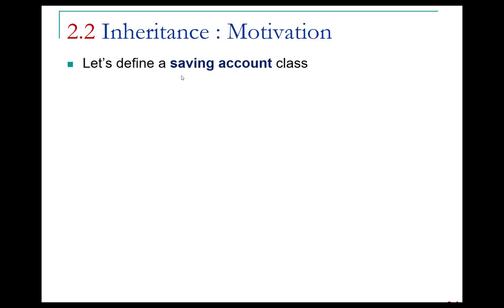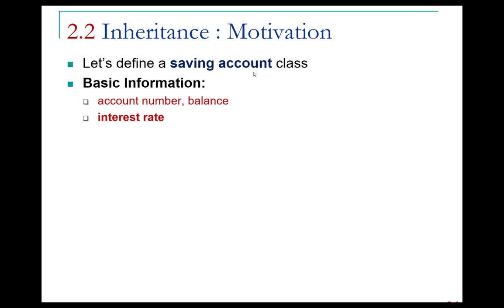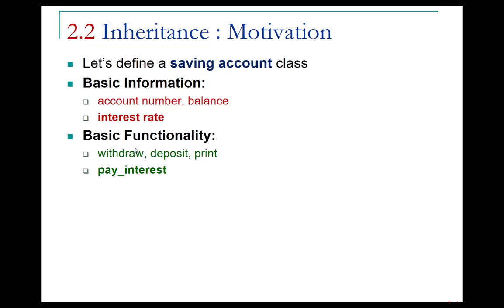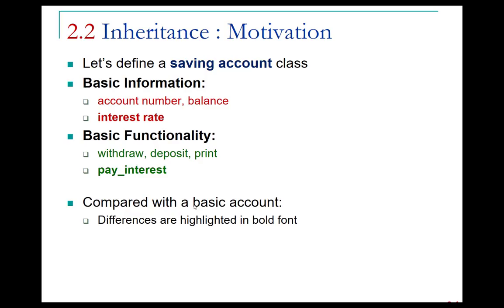Now let's suppose we want to have a savings account. The savings account is very much like the bank account that we saw: it has an account number and balance. On top of that, it has an interest rate, as the account receives interest at this rate. The basic functionality includes withdrawal, deposit and print, just like a bank account, and it pays interest. Compared to the bank account that you saw in the last video, the main differences are highlighted in bold fonts: the interest rate attribute and the pay interest method.